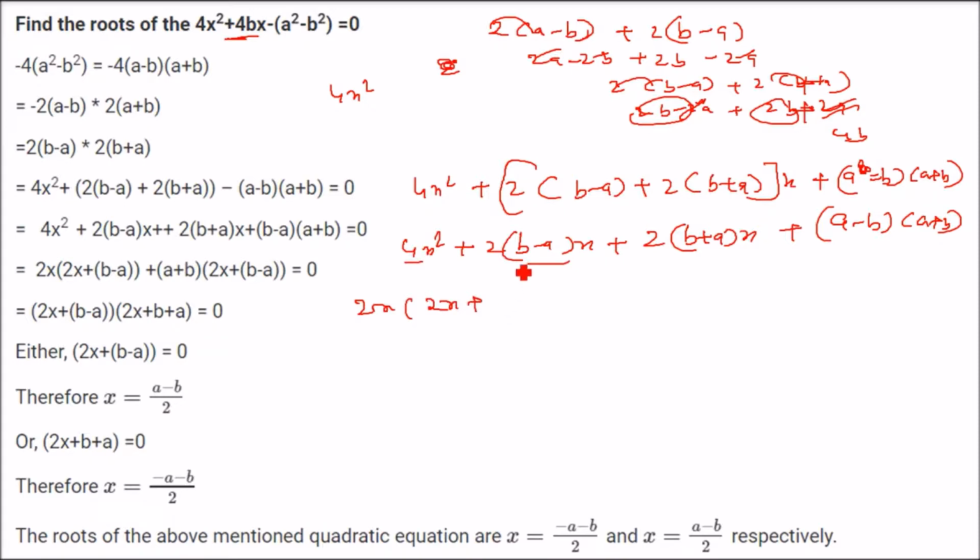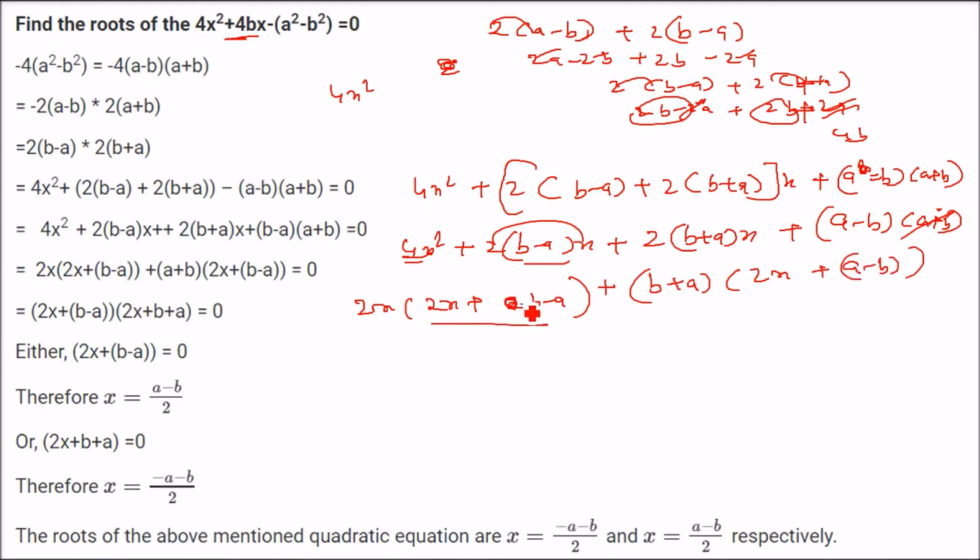So what I can do here is, I can take 2x common from here. 2x will remain plus 2b minus a. 2 already I have taken, so b minus a will only be there. So 2x will remain and 2x taken, so b minus a. If I take b plus a common from here, will be 2x. So b plus a I have taken common, so a minus b.